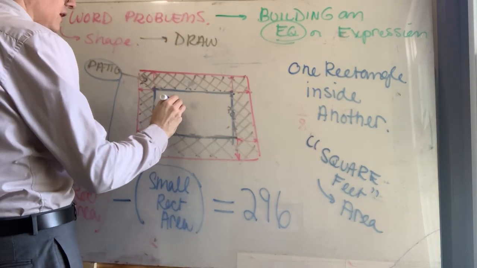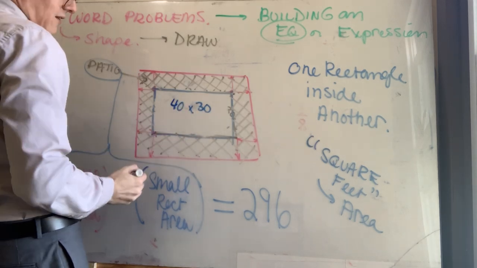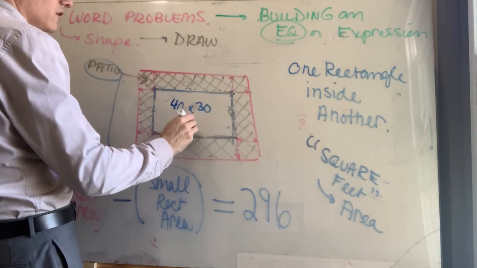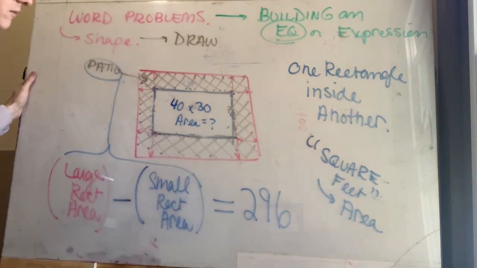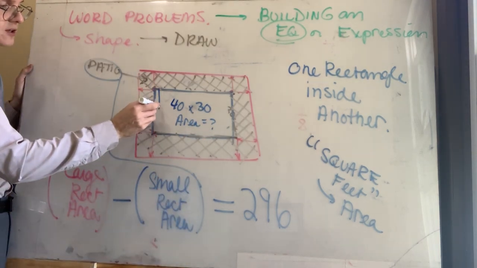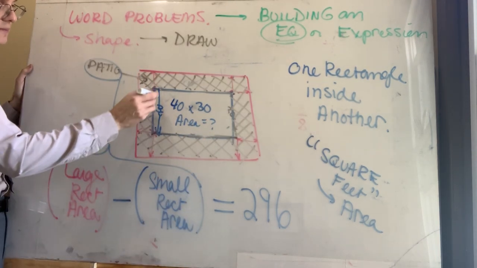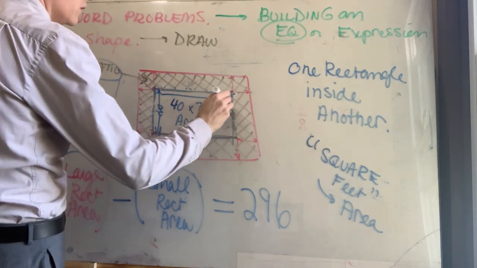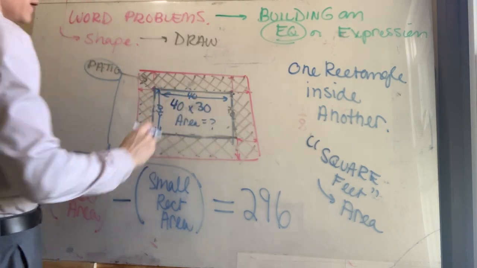This is a 40 by 30 rectangle. What is its area? That means that it's what? That it's 30 this way, from here to here. And that it's 40, although it's exaggerated, 40 this way.